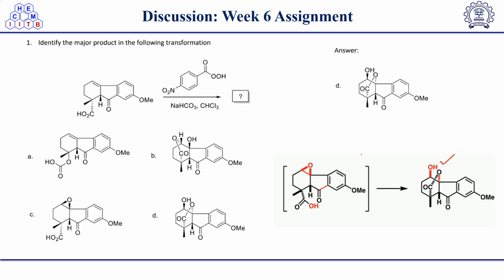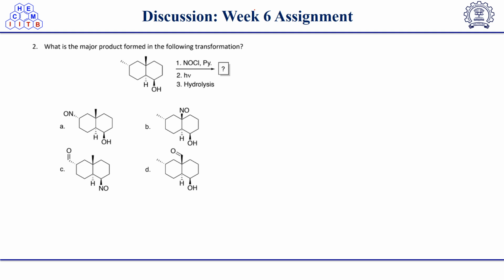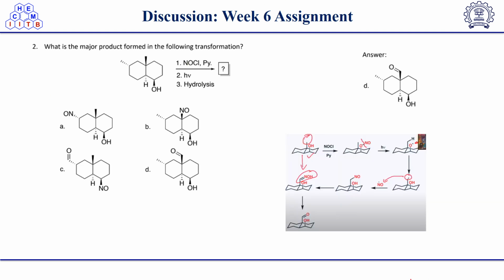So here, first epoxide forming and epoxide ring opening by this carboxylic acid to get this lactone kind of compound, to get the corresponding option D as the major product. Then the next question was related to this Barton reaction, and we have seen the mechanism of this Barton reaction, how this is converting into the corresponding aldehyde. This methyl group is converting into aldehyde. That is the final reaction.